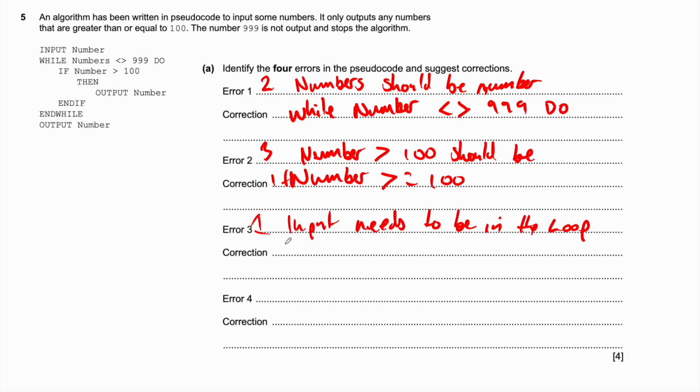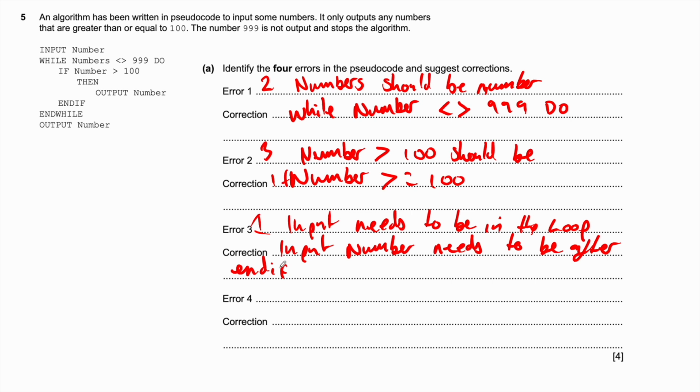So input number needs to be after the end if, something like this, right? The reason for that is we are going to set something at the beginning, we're going to check it, if it's acceptable, we'll start. If the number is greater than or equal to 100, then we're going to output that number, then we need to ask another one, okay? So we need that input to be inside of the loop.